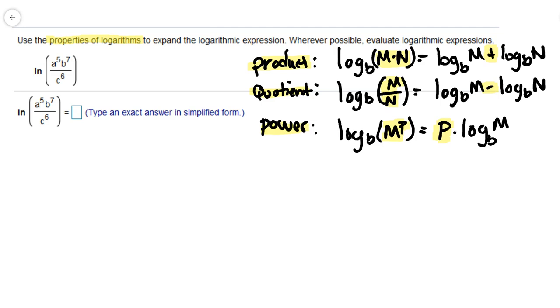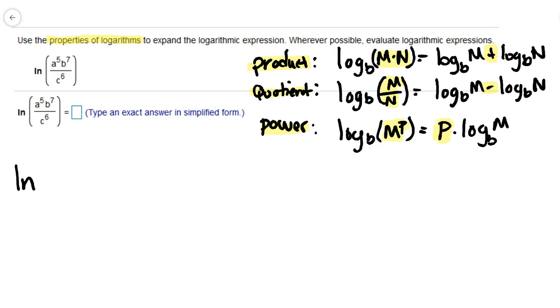So in our example, we have natural log of a to the 5th, b to the 7th, divided by c to the 6th. This example is going to use all of these properties. We have a to the 5th times b to the 7th, that's a product. Then we have a fraction divided by c to the 6th, that's the quotient. And then each one of these has a power. So we're going to use all three of these rules on this example.